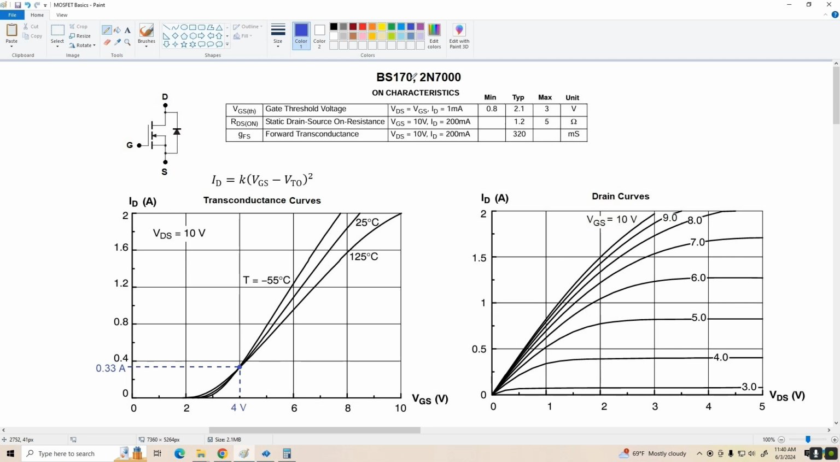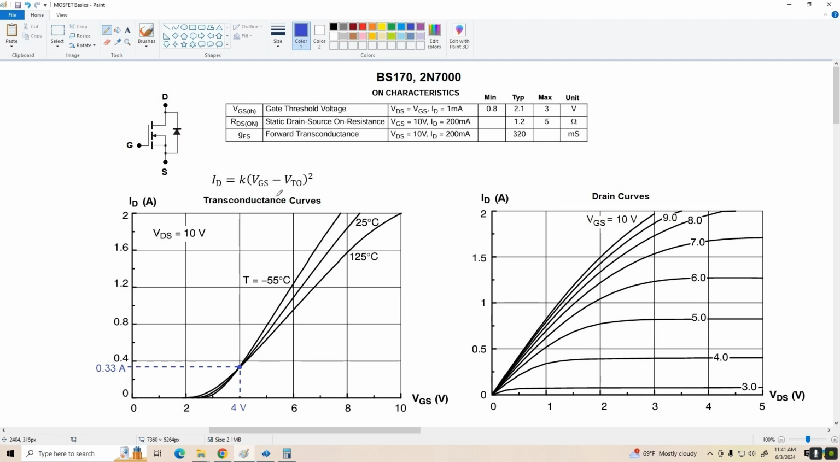On the left-hand side here, we've got the schematic symbol, and notice there's a diode connected from drain to source. This is what's called a parasitic diode. It's formed during the fabrication of the MOSFET, and since it's reverse biased under normal conditions, we're just going to ignore it.